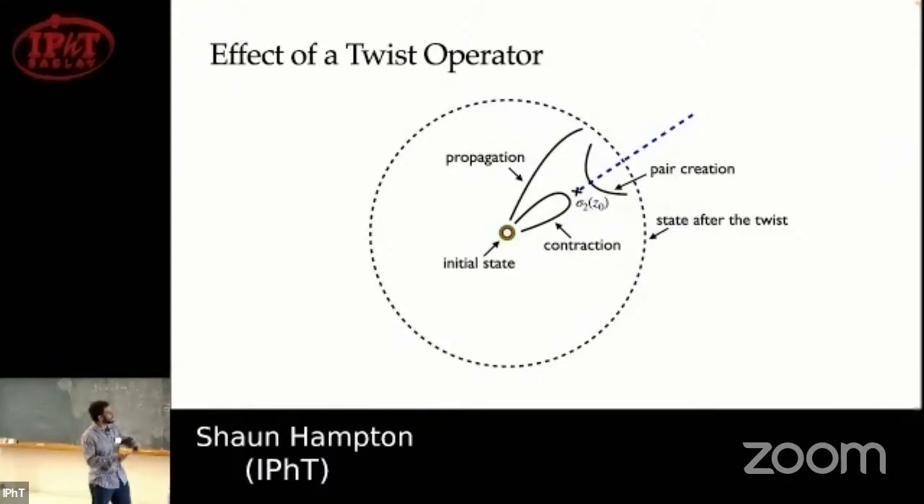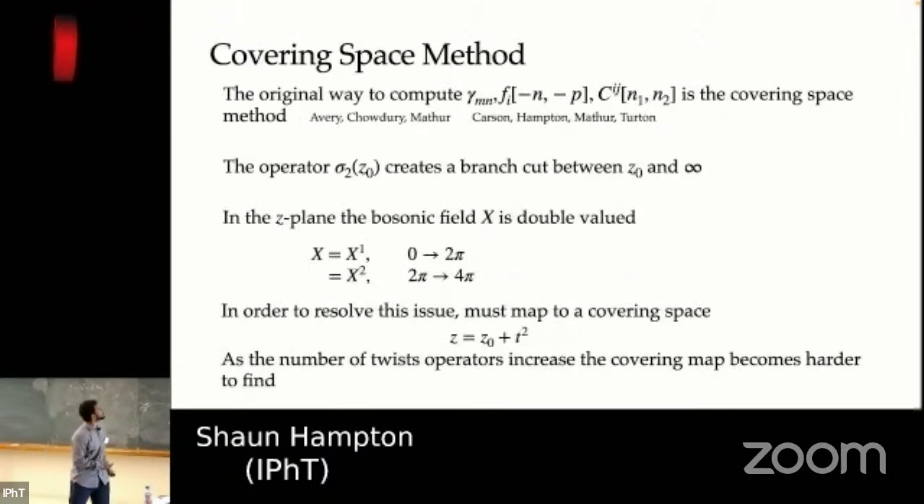It just represents that the two modes are contracting. Then you have a propagation, which basically the two modes are passed through the twist, where the twist hits them and creates this linear combination. And then you have the pair creation in the final state. And of course, you see this branch cut because of the presence of the twist operator.